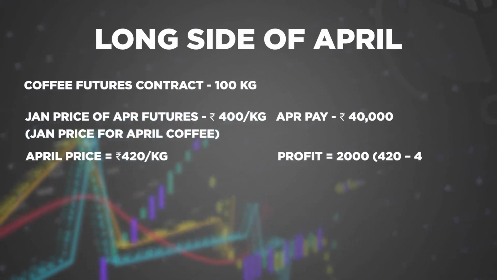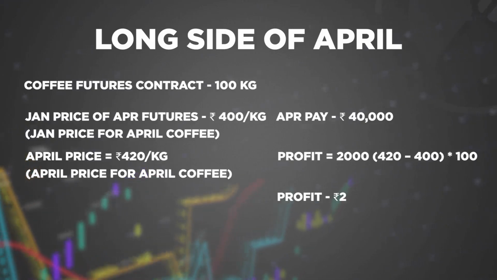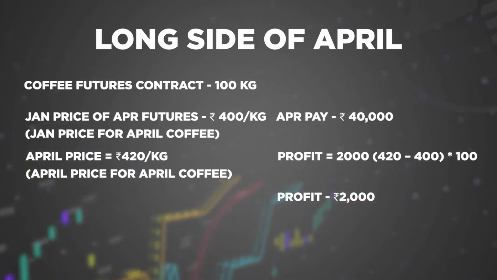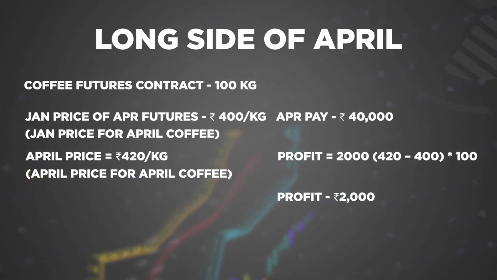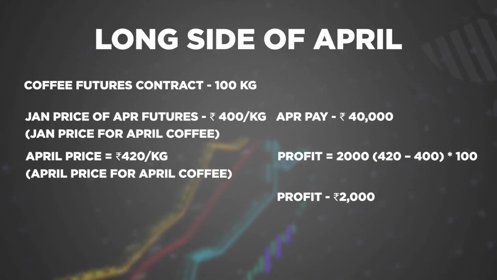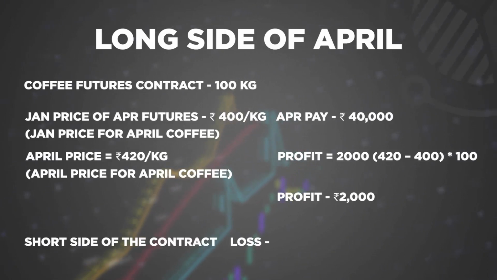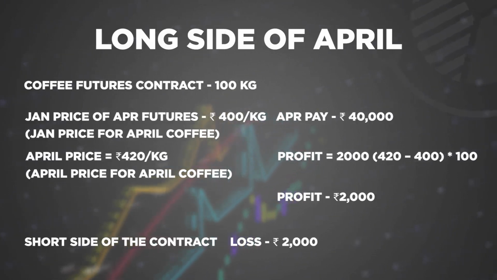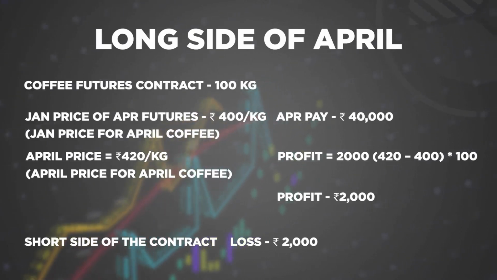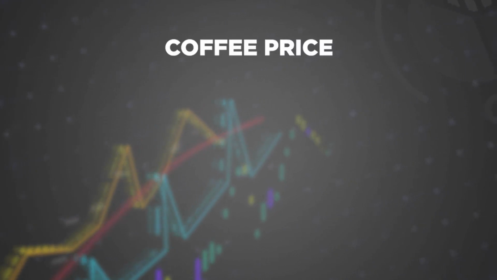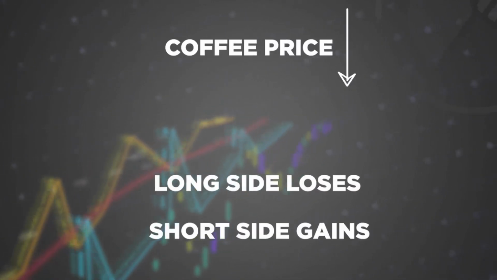If the coffee prices in April turn out to be rupees 420 per kilo, you have made a profit of 2,000 rupees, 20 rupees per kilo, as you get to buy coffee which is worth 42,000 by paying the contracted price of only 40,000. Conversely, the short side of the contract will lose 2,000 as he will have to deliver coffee worth 42,000 for the contracted price of 40,000. If, however, coffee prices were to fall, the long side loses and the short side gains.